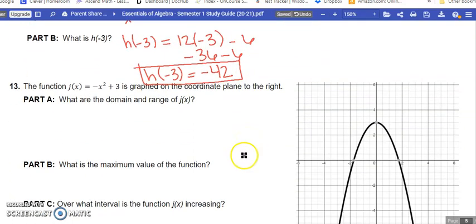All right, number 13. The function is graphed on the coordinate plane to the right. What are the domain and range? Well, this is a parabola, so it's going to keep on going down, down, down forever. And as it goes down, it's going to get wider and wider and eventually touch all the x values furthest left and right. So our domain, we're just going to say all real values of x.